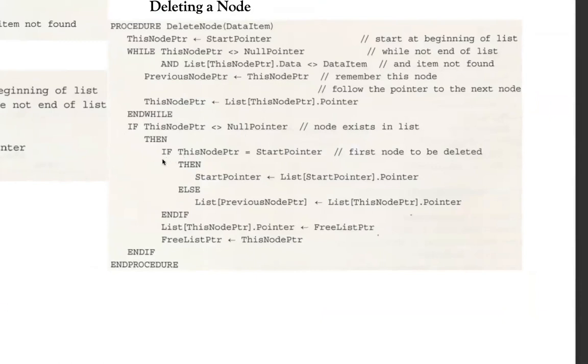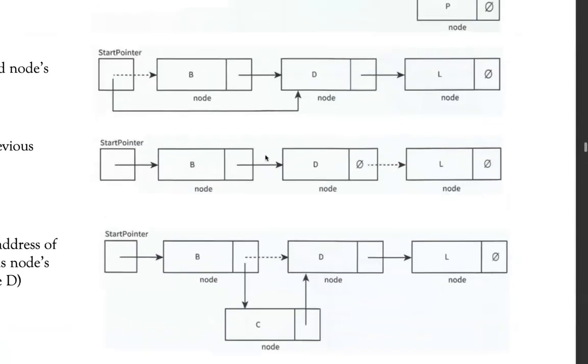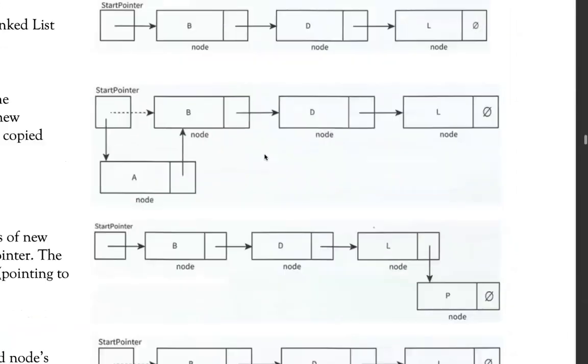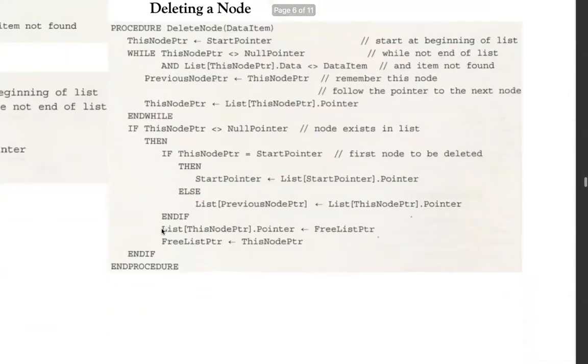In which case, the second condition, the nested if condition, is that if this node pointer is a start pointer. Now, what that means is that, say I'm trying to delete B. So this is my start pointer, and this is also the node that I'm trying to look for. So basically, this node pointer, when I exit the loop, will also be my start pointer. So if this node pointer is equal to start pointer, it means the node I'm trying to delete is the first node. So if this condition is true, the first node is to be deleted.